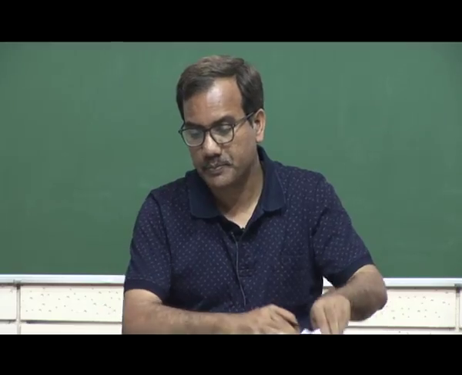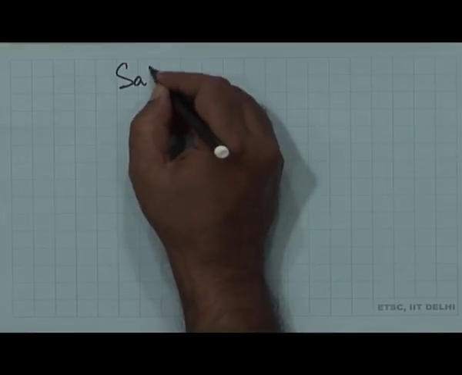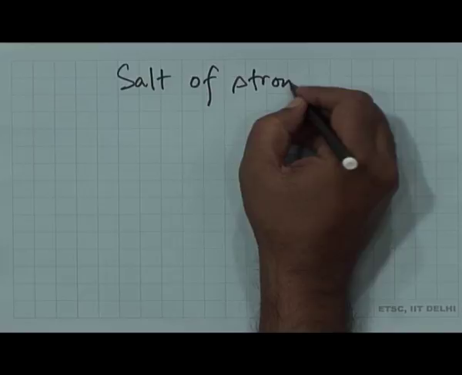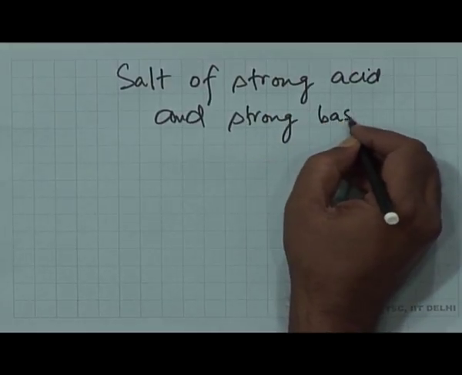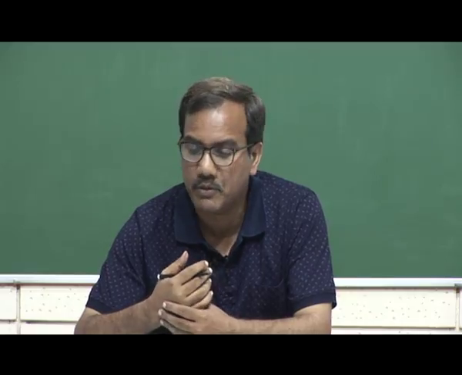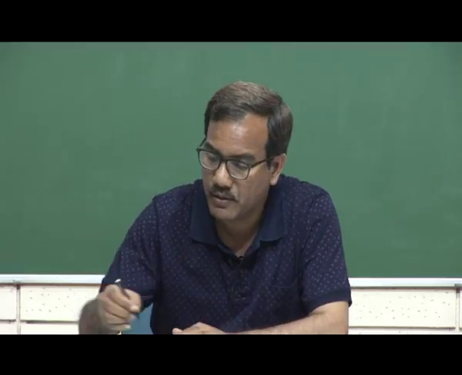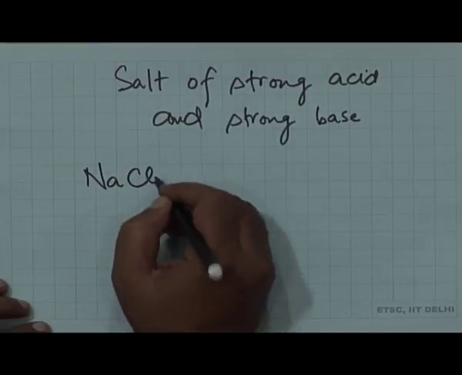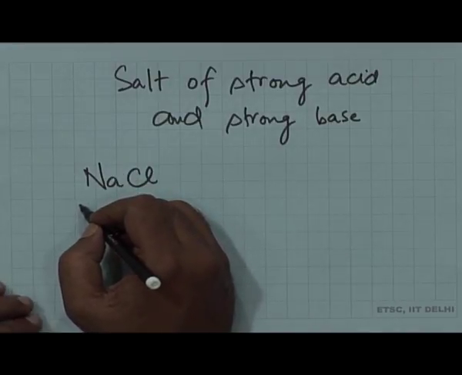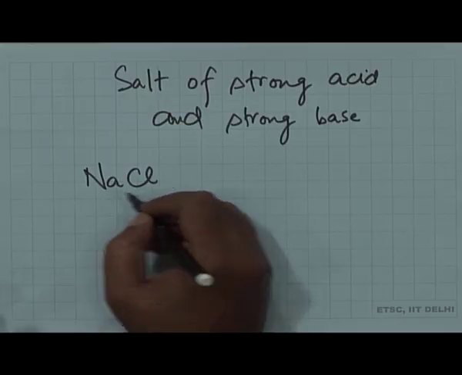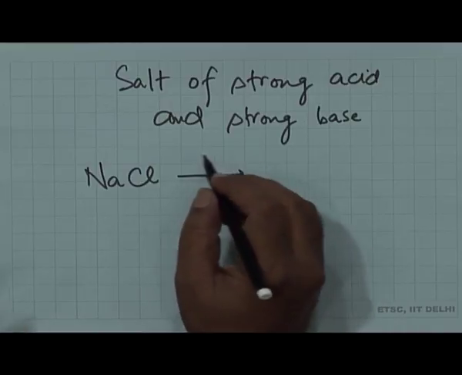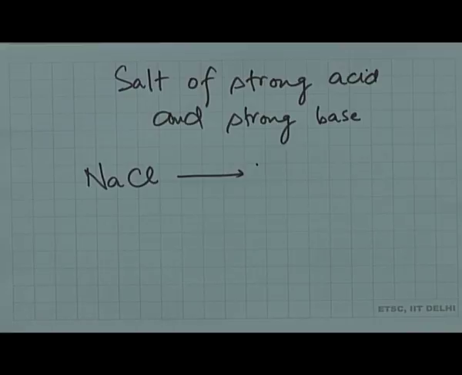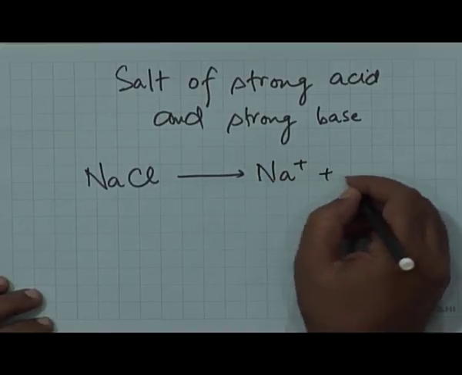So, let us first discuss the salt of a strong acid and a strong base. First we will discuss how they behave, and then we can discuss what the pH of the solution will be. This is a salt of a strong base, sodium hydroxide, and a strong acid, hydrochloric acid. We know that all soluble salts are strong electrolytes. So, we can simply write Na plus plus Cl minus.